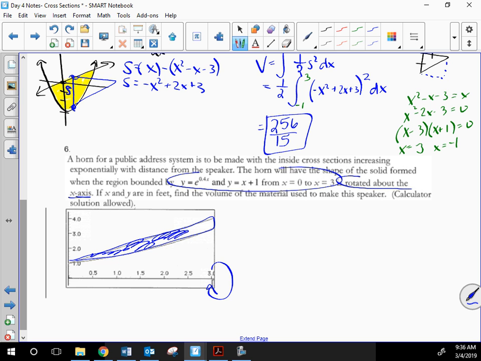I just want to make sure that we don't get so caught up in our cross sections that we forget about this. When it says rotated about the x-axis, we have big R squared minus little r squared, right? We're rotating. Our shape looks something like this.